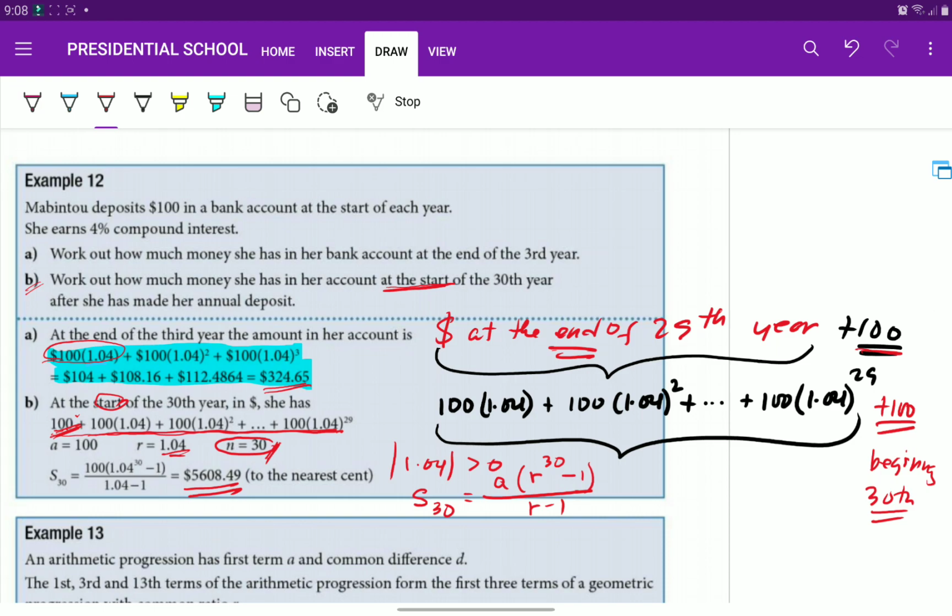Guys, please be careful in reading problems. You need to be very attentive to the language of the problem: at the start of each year, at the start of the 30th year. Alright, so that's all for this example 12.